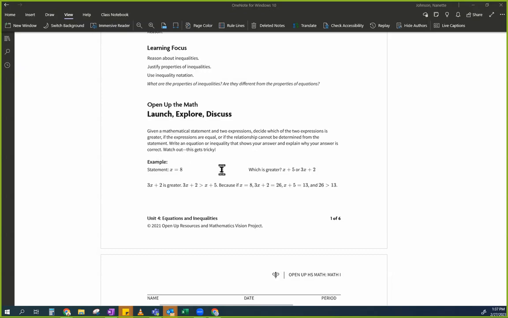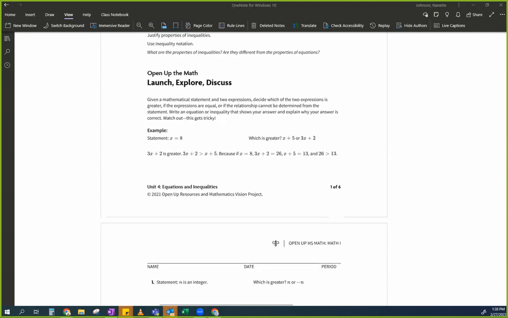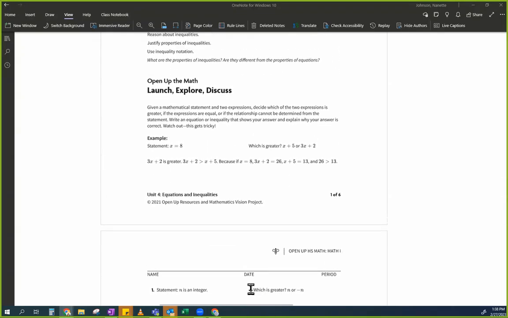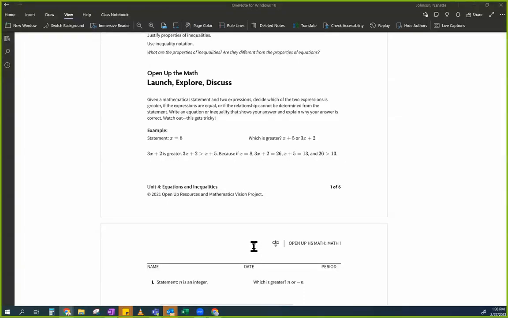Given a mathematical statement and two expressions, decide which of the two expressions is greater. If the expressions are equal, or if the relation can't be determined from the statement, write an equation or inequality that shows your answer and explain why your answer is correct. Watch out, this gets tricky. I'm going to do the very first one with you, and then I'm going to have you think about some of these other ones, okay? This is a really good practice. You've already dealt with equations and inequalities, so you'll remember some of them. But I'm really hoping that you see the bigger kind of thinking and the logic that I want you to grab.